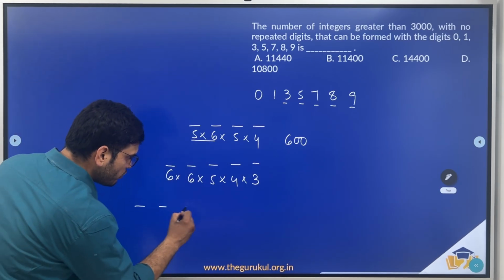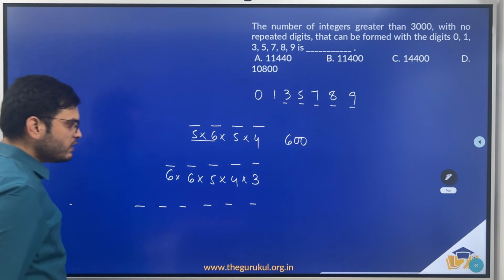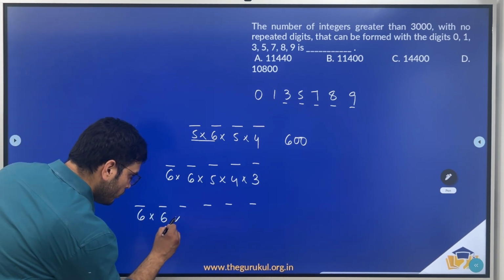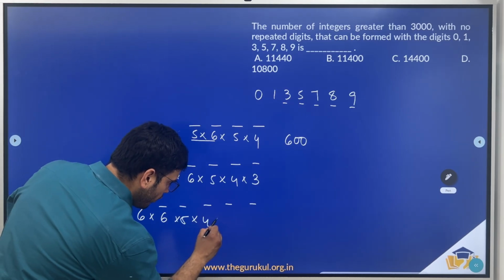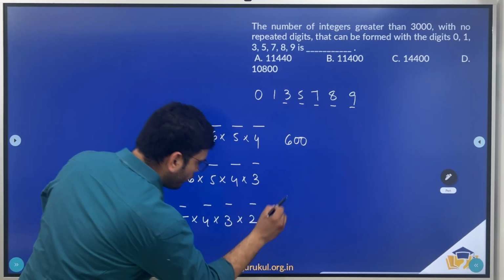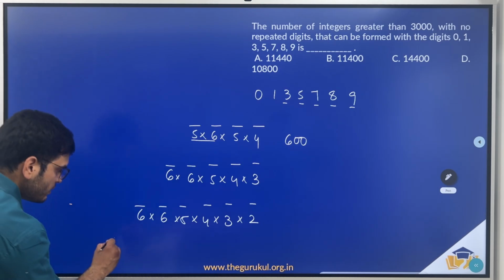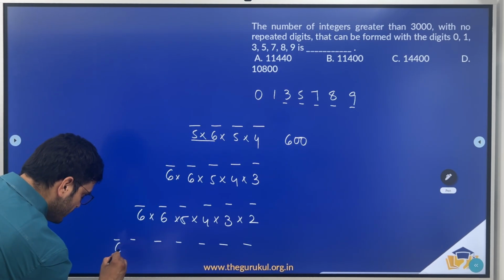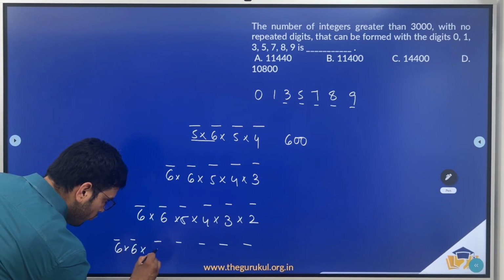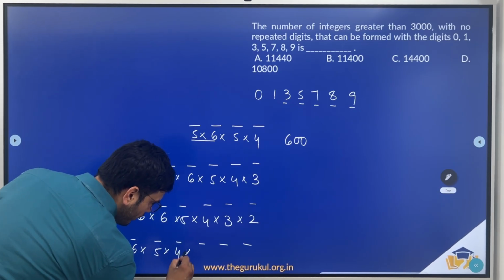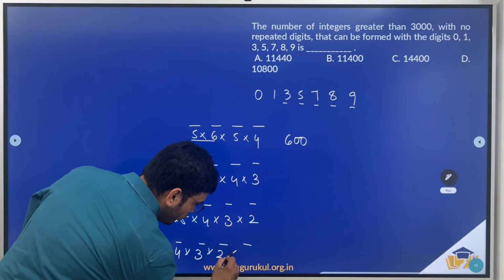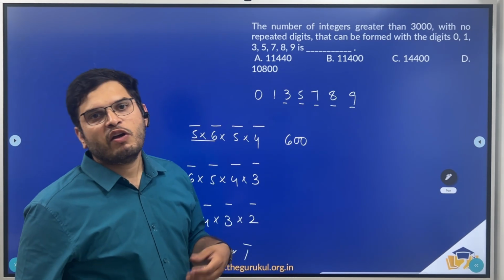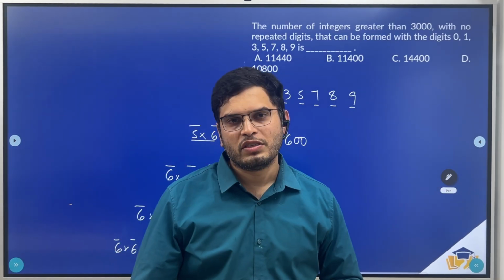Right. So coming to 6-digit numbers. So the number of 6-digit numbers that could be formed would be again 6 into 6 into 5, 4, 3 into 2. And finally the 7-digit numbers. So 6 into 6 into 5 into 4 into 3 into 2 into 1. Right. So the sum of all these numbers will give us the answer to this question.